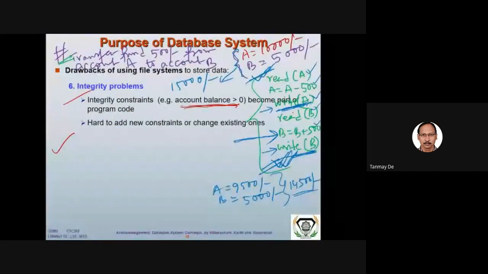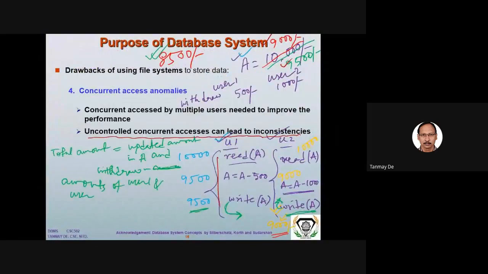This example shows the drawback of a file system. That is why I can say this is an inconsistent result, because account A initially contains 10,000 rupees before withdrawal, but after withdrawal account A reflects either 8,000 or 9,000 rupees. Both are actually incorrect because this is an inconsistent state.